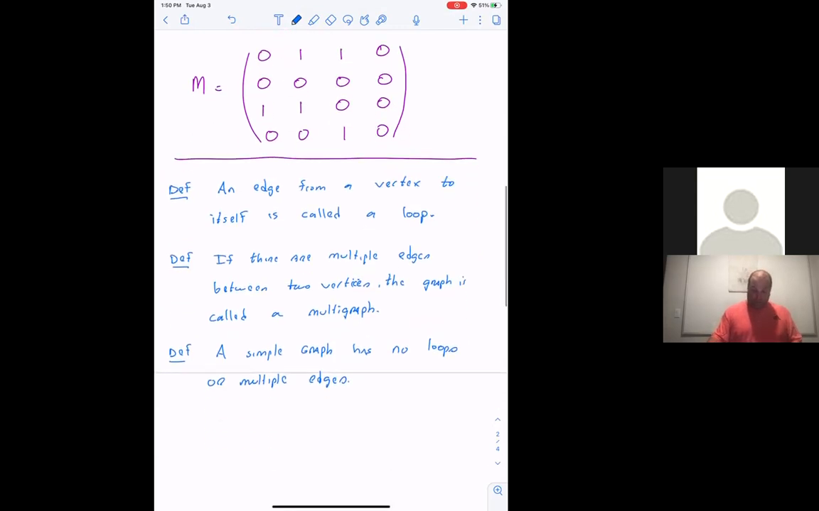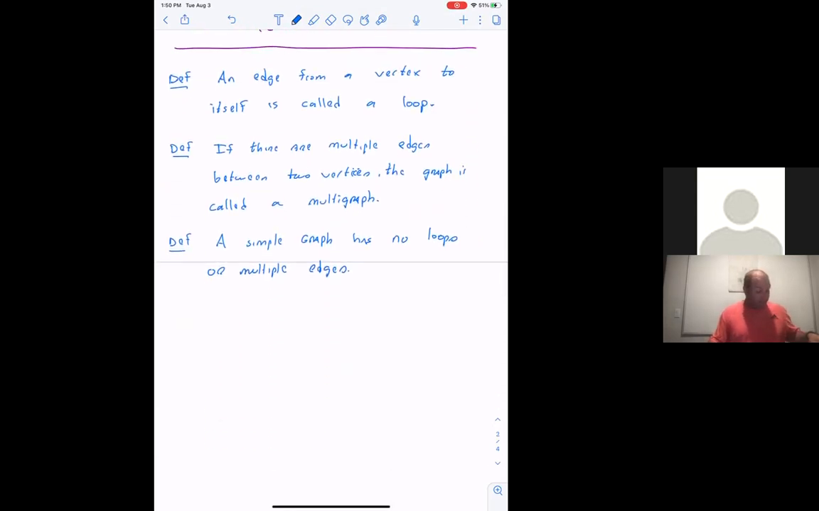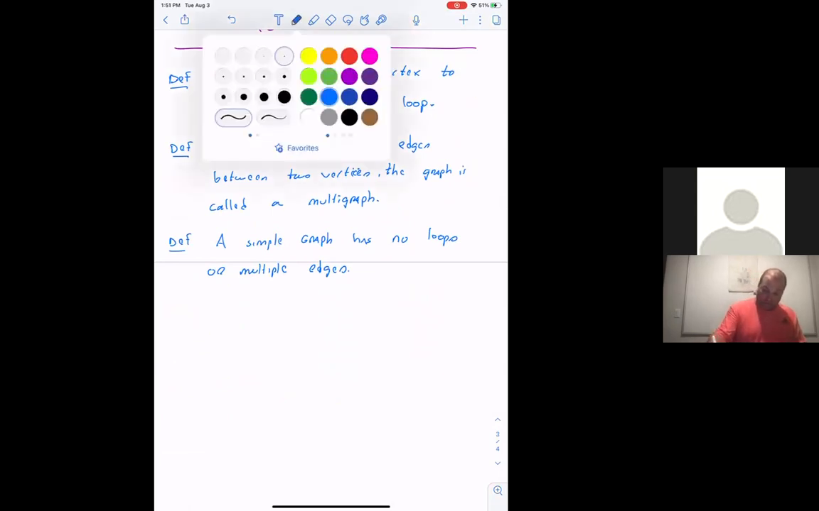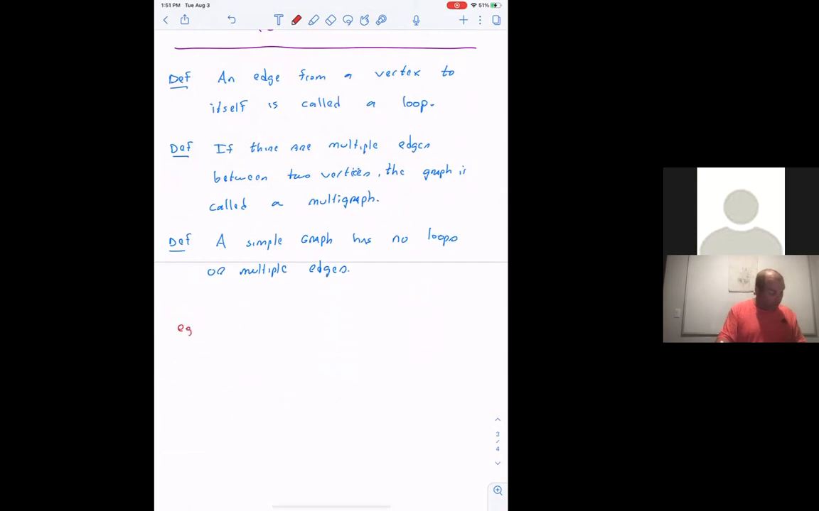Okay, so we like simple graphs. They're simple to work with. Let's do an example. Find the adjacency matrix of the following two graphs. So here's A, here's B, here's C with two connections. C goes there, C goes to D, and we also have that right there.